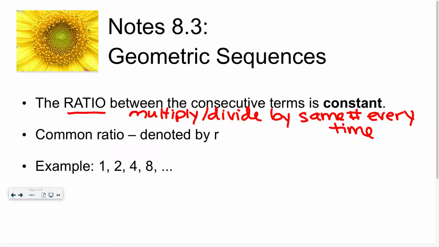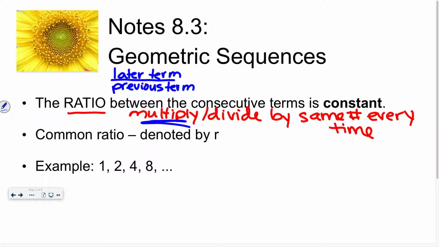Now, one quick thing to talk about with ratio is we're really going to focus on multiply, because division is multiplication. Right? If you're dividing by 2, you're multiplying by 1/2. So we're going to treat all of these like multiply by the same thing. Might it be a fraction? Yes. Okay. When you're trying to get this ratio, you want to do the later term divided by the previous term.